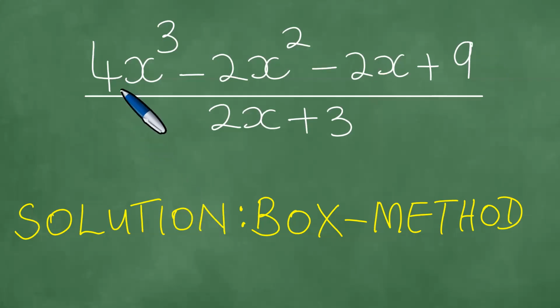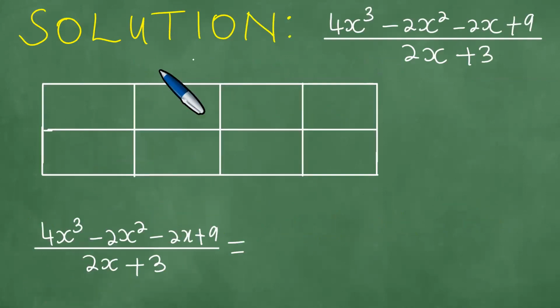Right, so we have been given 4x cubed minus 2x squared minus 2x plus 9, all divided by 2x plus 3, and we need to prepare a solution to these using the box method of division. So we need to perform polynomial division. Okay, so we proceed as follows. The solution to this particular question is prepared in the following manner.